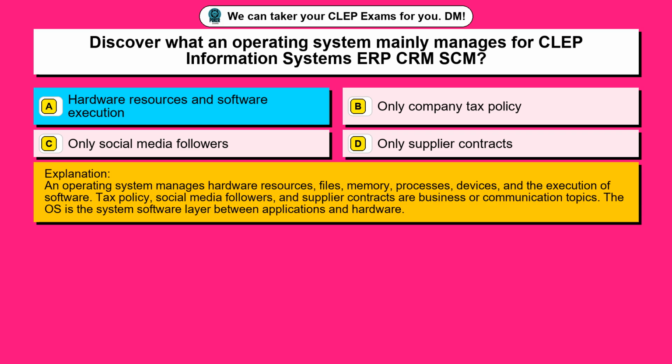An operating system manages hardware resources, files, memory, processes, devices, and the execution of software. Tax policy, social media followers, and supplier contracts are business or communication topics. The OS is the system software layer between applications and hardware.